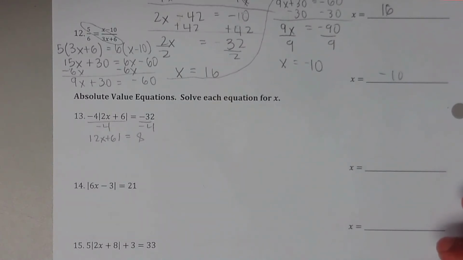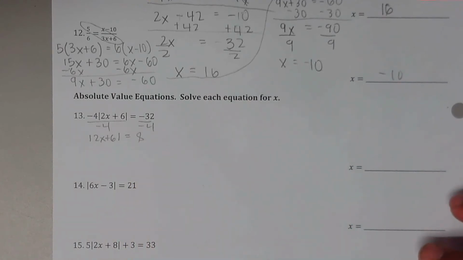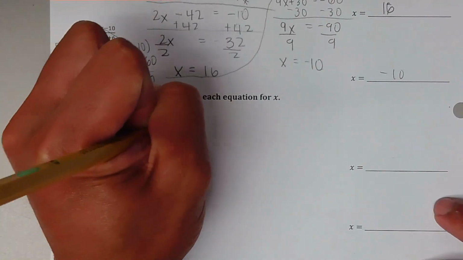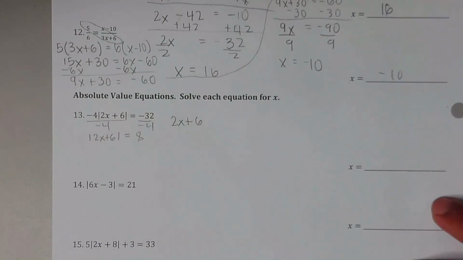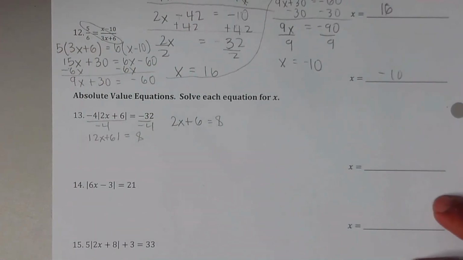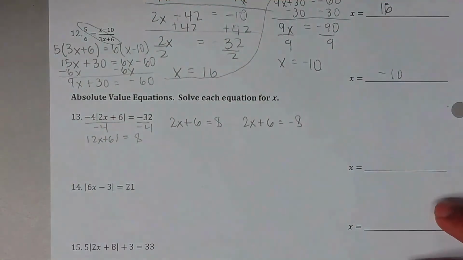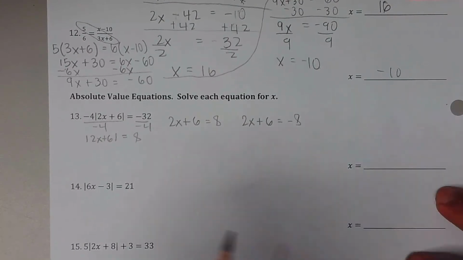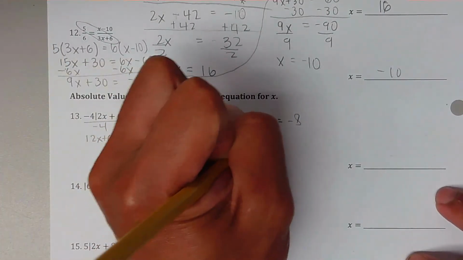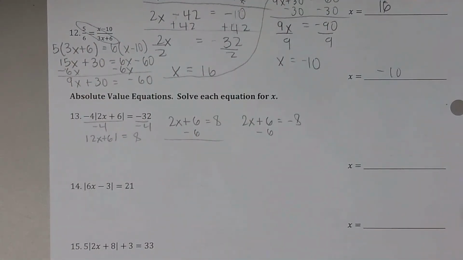We proceed to write our two separate equations. Remember, we just write what's inside our absolute value, and then we change the 8 to a negative. One is going to be positive, one is going to be negative. So let's write those two equations. We write 2x plus 6 is equal to 8. And then 2x plus 6 is equal to negative 8. Sorry, let's just work on one equation first.